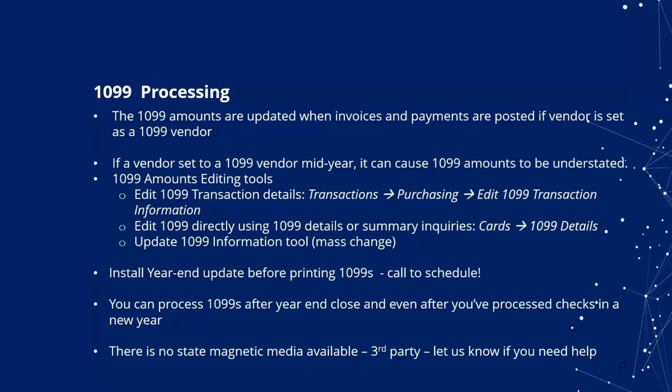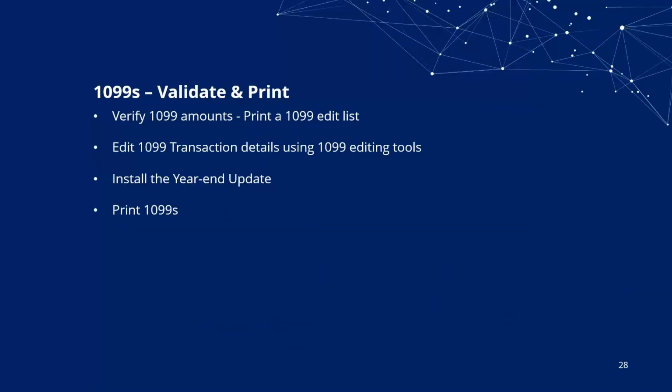And there's no state magnetic media available. There's a third party that can do that, so let us know if you need help with that. Before printing the actual 1099s, you want to validate the 1099 amounts by printing an edit list to see what amounts will print on the 1099s.